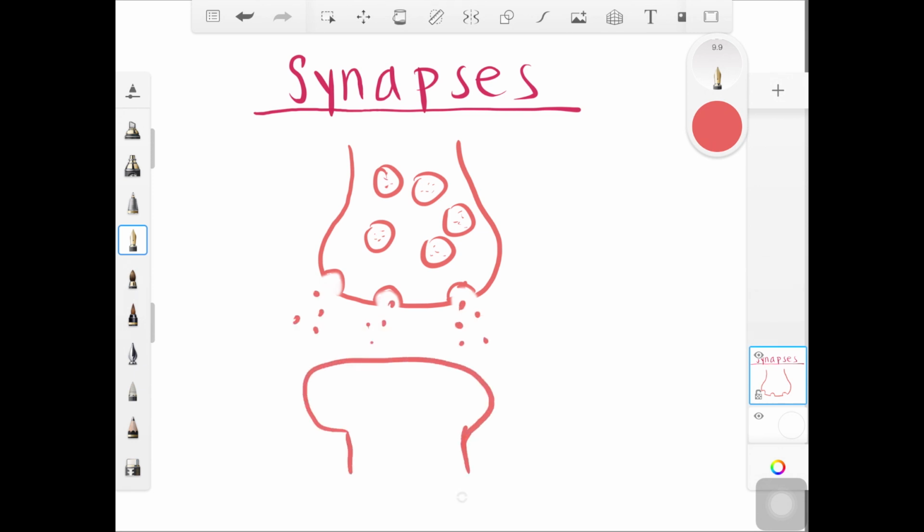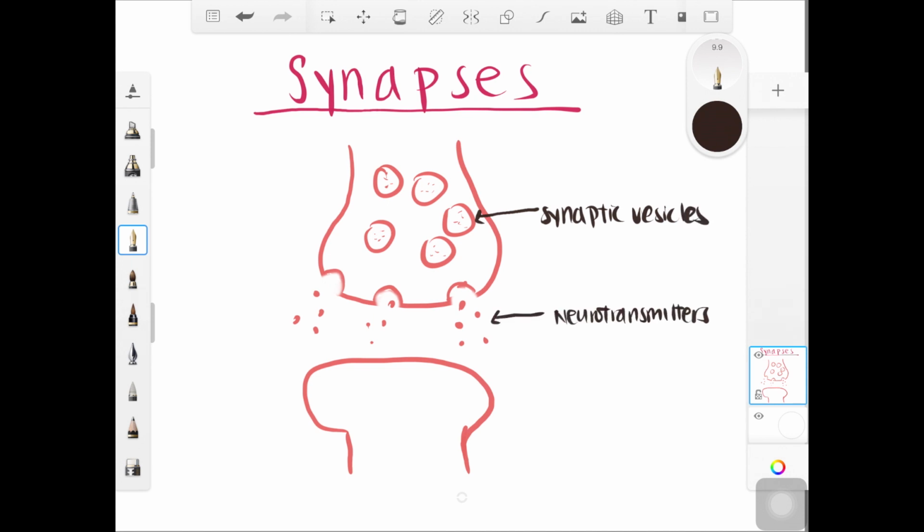The presynaptic membrane is on the axon terminal of the presynaptic neuron. It contains synaptic vesicles, which are small spheres that contain a neurotransmitter, a specialized chemical substance. The synaptic cleft is a gap that separates the presynaptic and postsynaptic membrane.